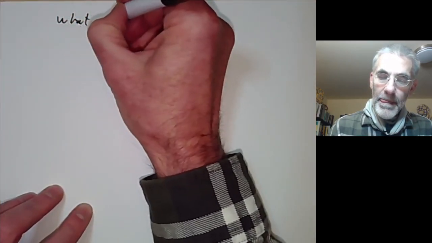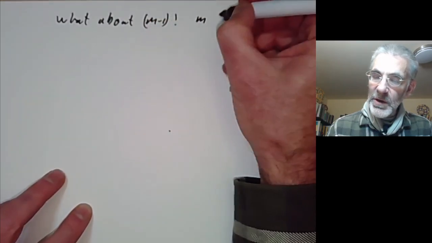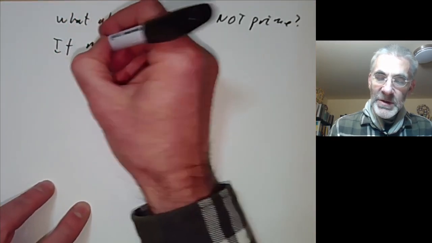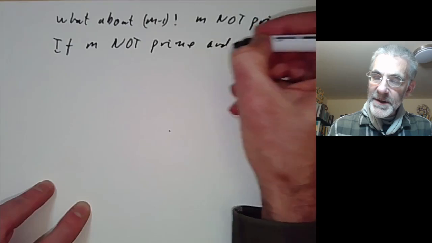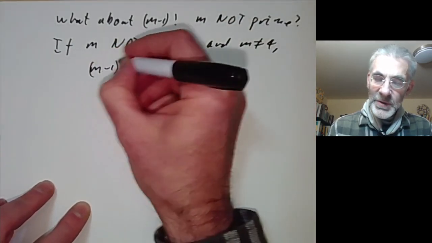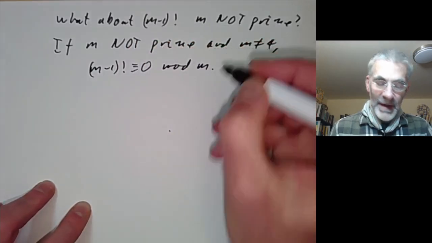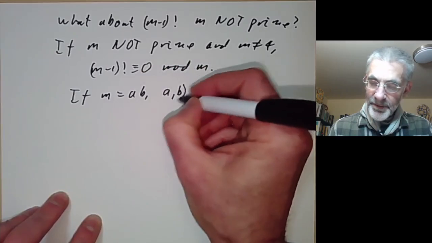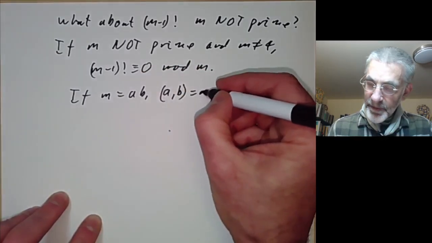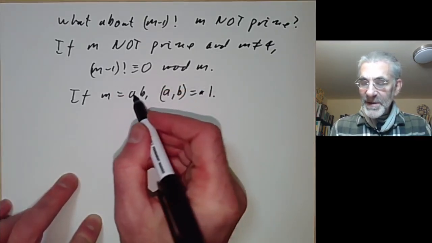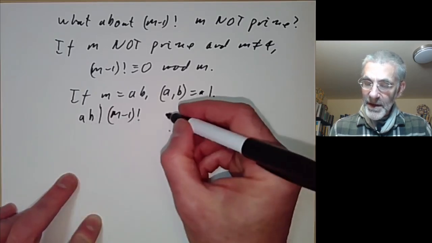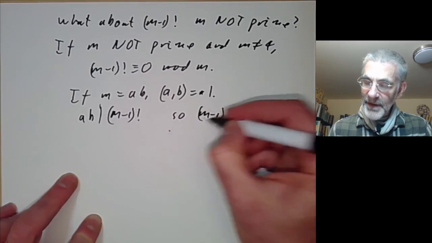So you can ask, what about (m minus 1) factorial for m not prime? Well, if m is not prime and m is not equal to 4, then (m minus 1) factorial is congruent to 0 mod m. And this is easy to check. If m is equal to ab with a and b coprime, then we can see that (m minus 1) factorial is divisible by a and by b because these are different. Sorry, these are coprime. So (m minus 1) factorial is congruent to 0.